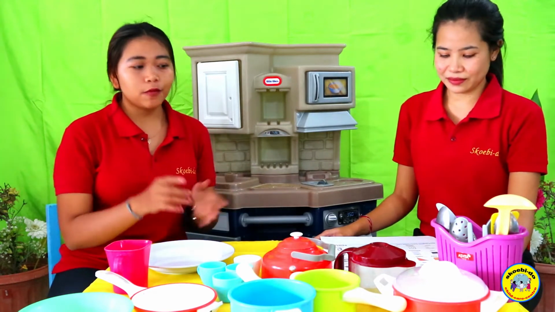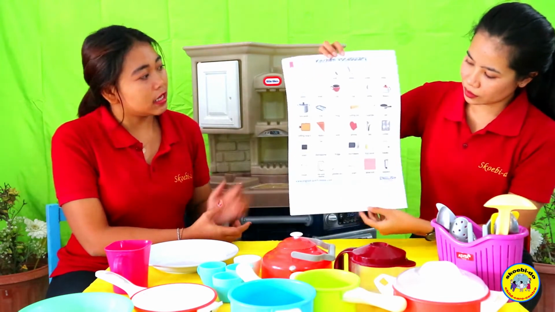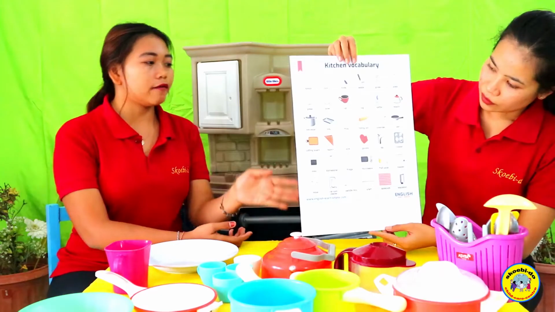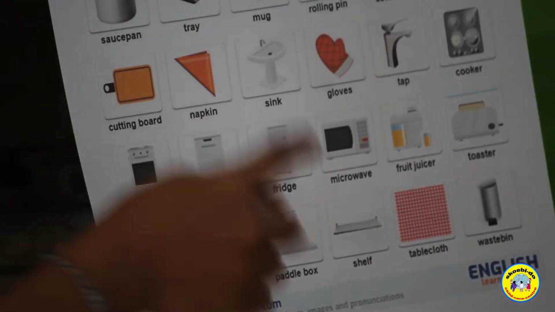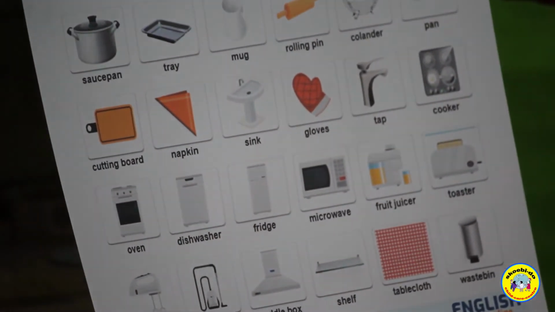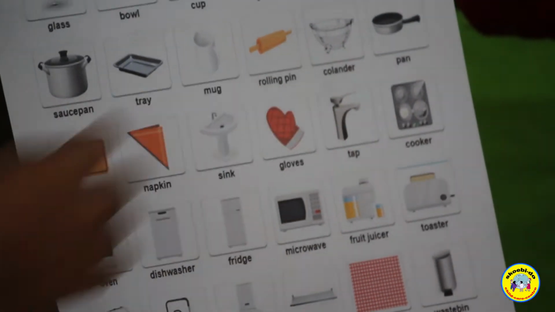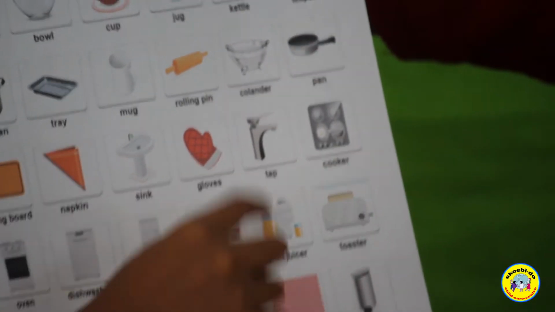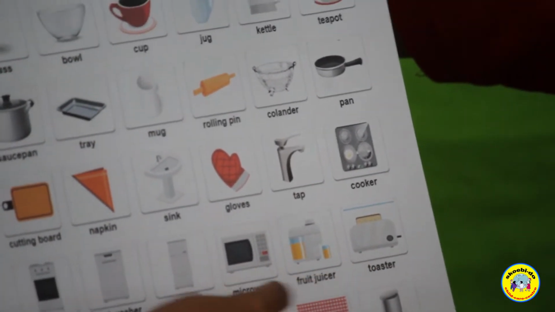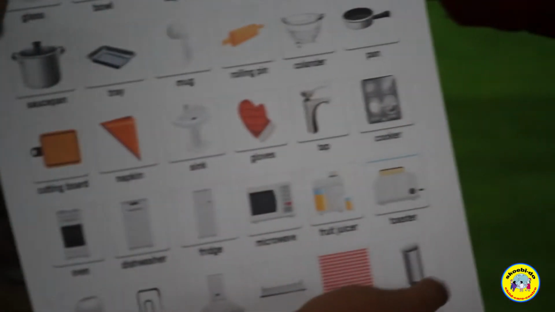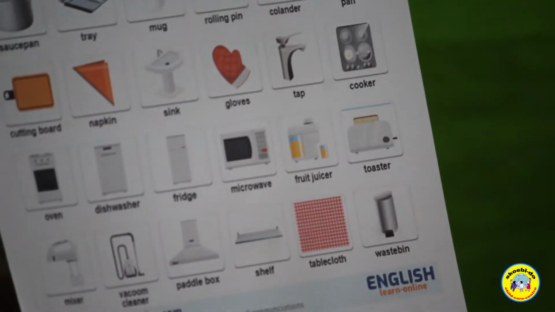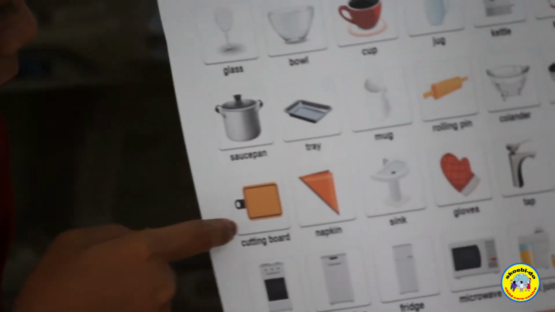But we have our vocabulary paper here, so we have some pictures of the kitchen equipment. So we have this one. I know that you have this in your kitchen. Yes, that is a fridge. And we have this microwave. And we have this one, fruit juicer. And if you want to make toast, you need this. This one is a toaster. And we have this one. What is this, Miss? What's this? Oh, and if you want to cut fruit or meat or something, you need this cutting board.